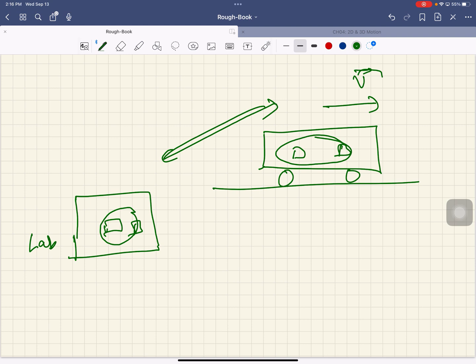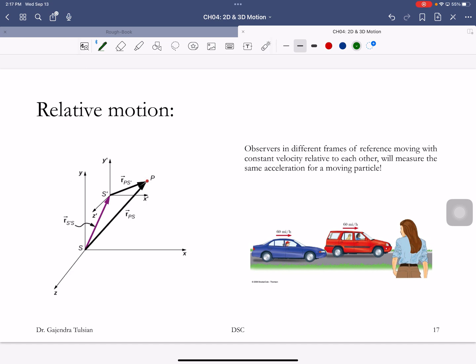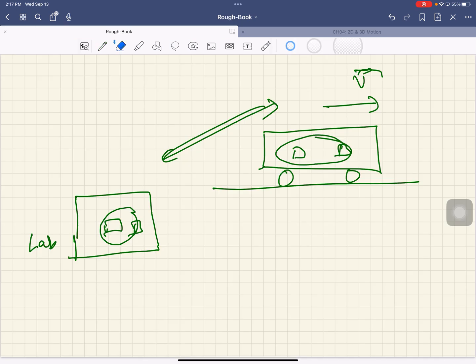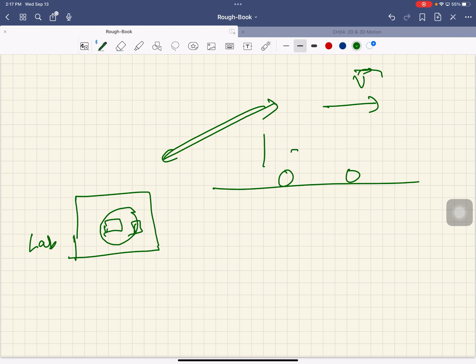Okay? So in inertial frames of reference, the laws of physics are identical. Okay? And we won't show all of that. So what we'll show is the following. We'll show this simple fact. So here's an example.